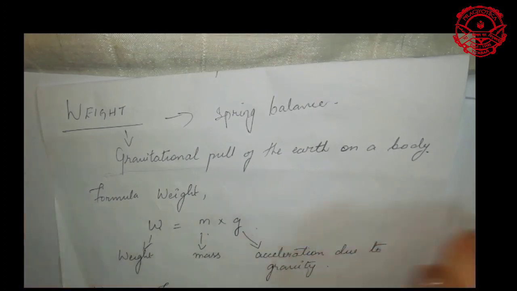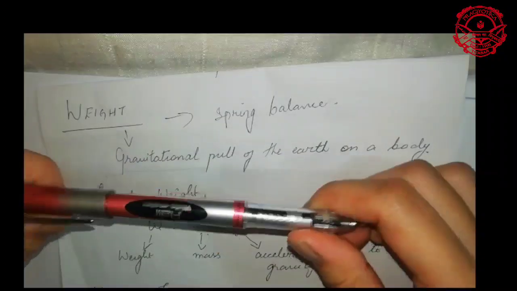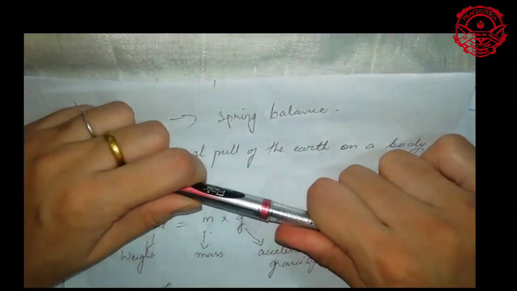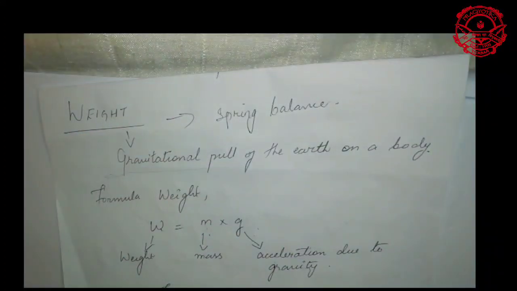When you pull a spring, it starts extending. This is not a spring, so if I pull, it cannot extend. But a spring, when you pull it, can extend. Since this spring balance has a spring, which helps in extending the length, if the object is heavier, the spring will also extend more.